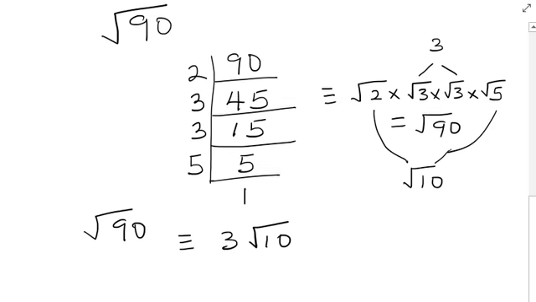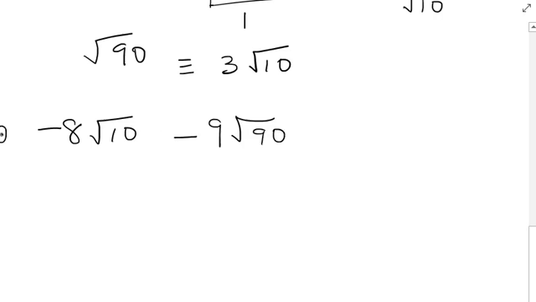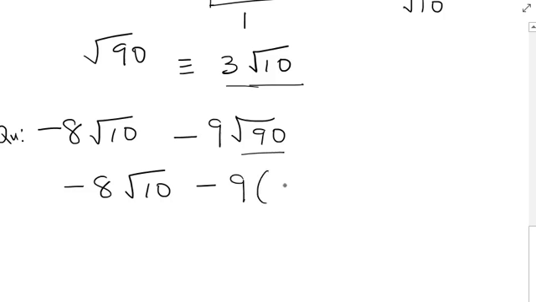Okay, now I'll write the equation here. The initial question they asked was minus 8 root 10 minus 9 root 90. So this was the question. Now we know our root 90 to be 3 root 10, so we can plug that in here. Let's rewrite this equation: minus 8 root 10 minus 9 into bracket 3 root 10.